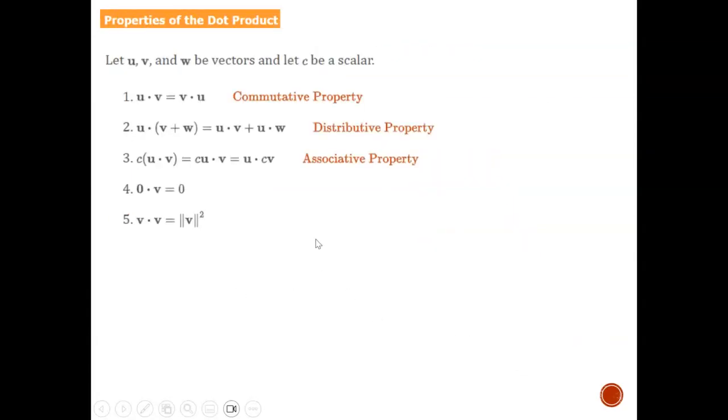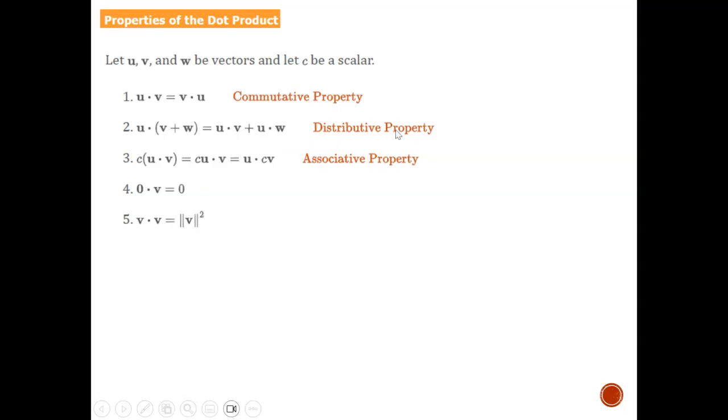Now, these are certain properties of the dot product. For example, it says here, let u, v, and w be vectors, and let c be a scalar. A scalar is any real number. So property number 1: u dot product v is equal to v dot product u. This is called the commutative property. If you change the order, you should get the same answer.